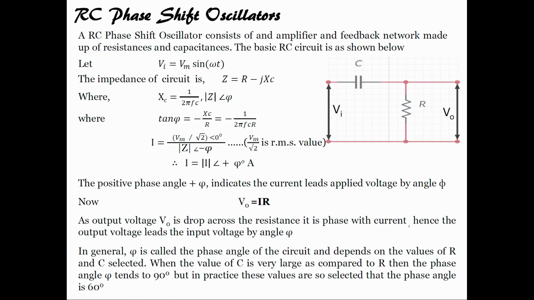In general, phi is called the phase angle of the circuit and depends on the values of R and C. When the value of C is very large compared to R, the phase tends to be 90 degrees. So for a single C and R, if the value of C is higher, we can get a phase shift of 90 degrees, but in practice these values are selected such that the phase shift is 60 degrees. We have to adjust R and C such that we have a phase shift of 60 degrees. Why? Because these RC circuits are used in the feedback.